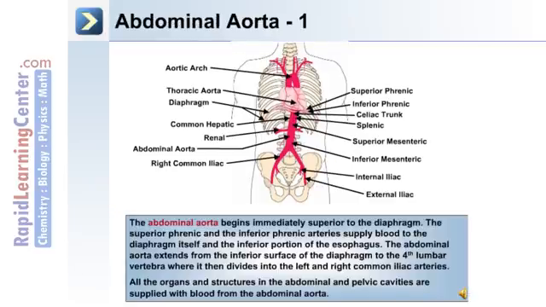The abdominal aorta begins immediately inferior to the diaphragm. The superior phrenic and inferior phrenic arteries supply blood to the diaphragm itself and the inferior portion of the esophagus. The abdominal aorta extends from the inferior surface of the diaphragm to the 4th lumbar vertebra, where it then divides into the left and right common iliac arteries. All the organs and structures in the abdominal and pelvic cavities are supplied with blood from the abdominal aorta.